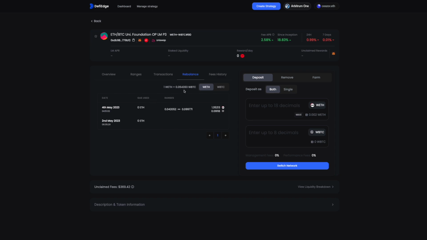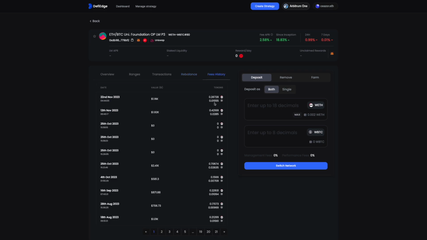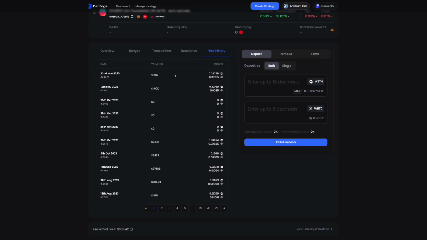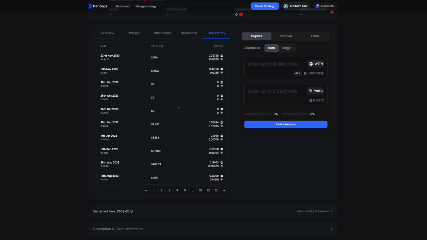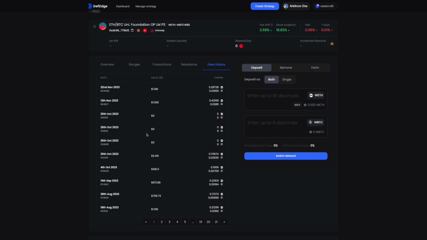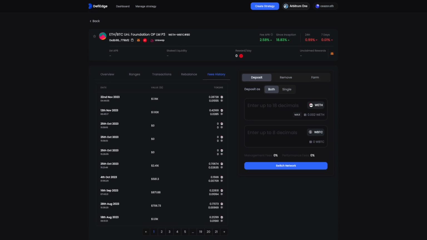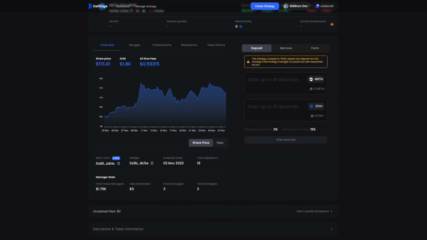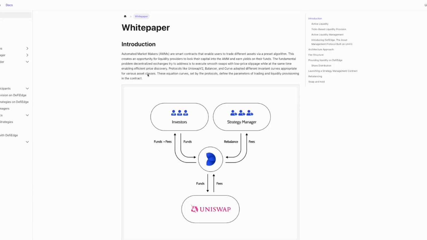If you understand concentrated liquidity, you may know that there are times when they have to rebalance so that they stay within range, especially when the market becomes volatile, and then the history of the fees of this person. There's a lot more data here, so I'll let you explore a little bit more. I'm not going to get into everything for this liquidity provider, okay? So that's the overall idea of what this protocol does.